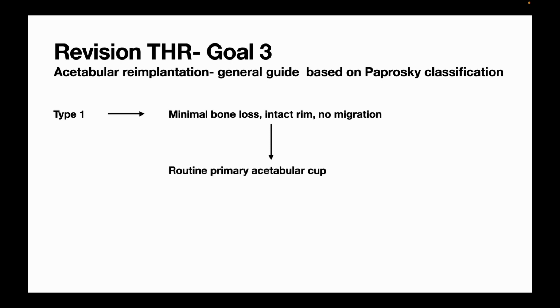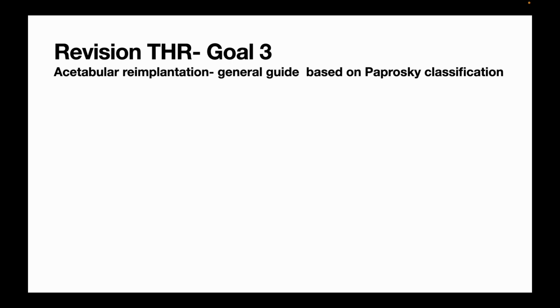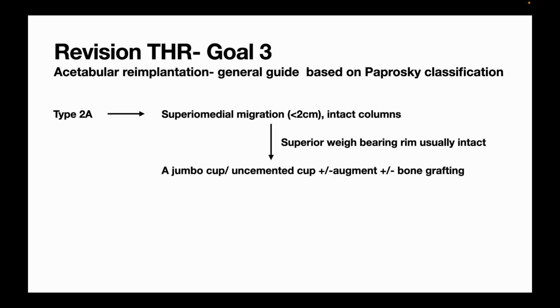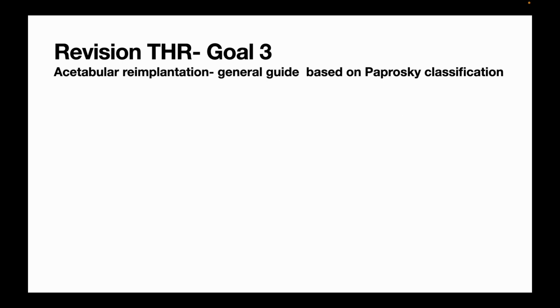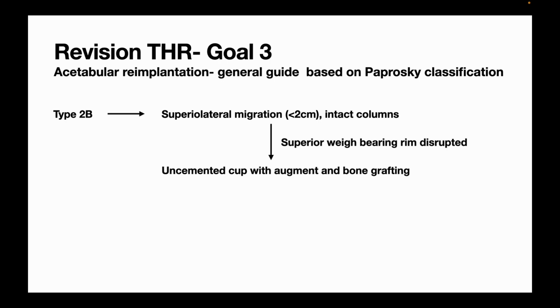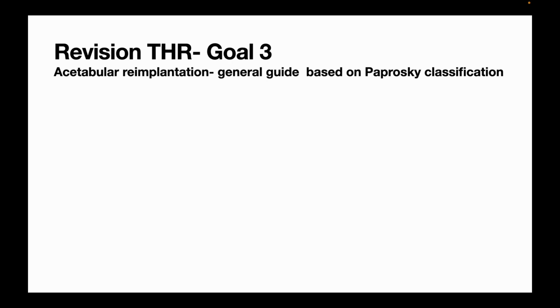sufficient. When the cup migrates but the weight-bearing rim is still intact, as in type 2A, a jumbo cup or a cemented cup with or without trabecular metal augments and with or without bone grafting may be necessary. When the superior weight-bearing dome is disrupted, an uncemented cup with augments and bone graft will be necessary. When the cup migrates medially, once again, similar to type 2A, an uncemented cup with augments and bone graft helps with reconstruction of the acetabulum.